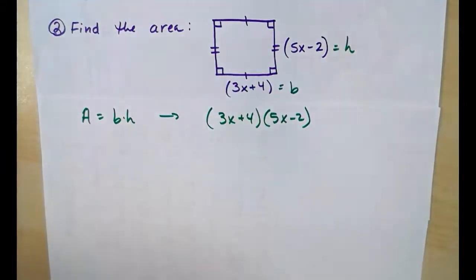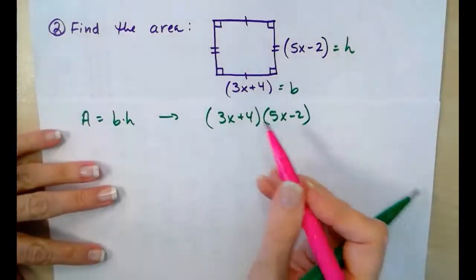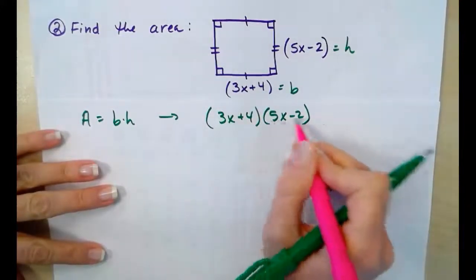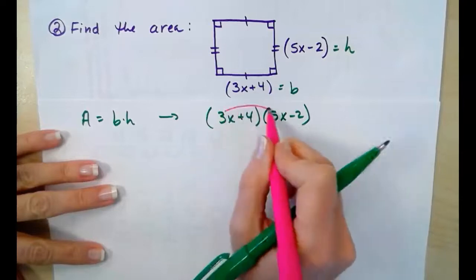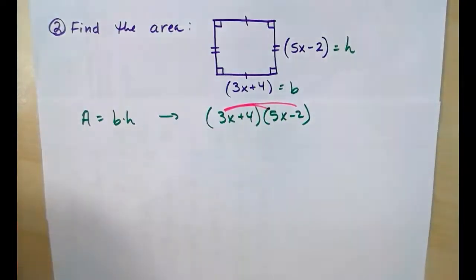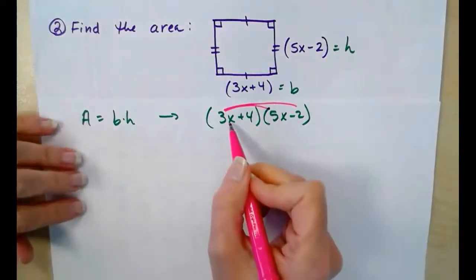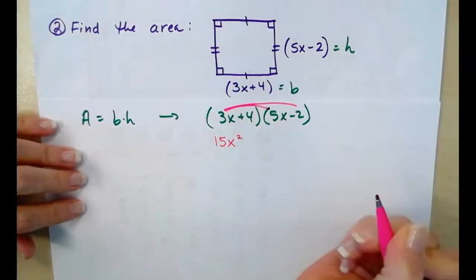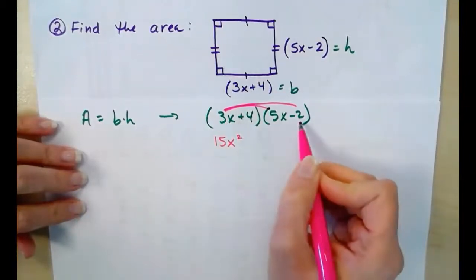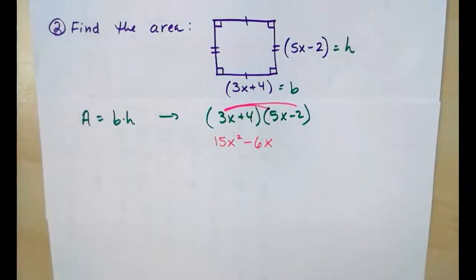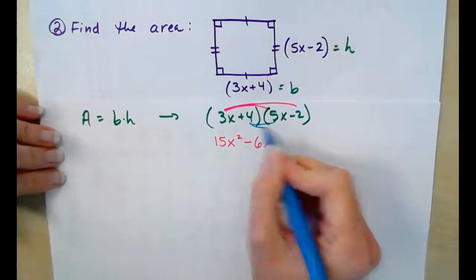Now, in the video that I asked you to watch prior to class, we learned that if we have a binomial, a two-term expression, times a binomial, we're going to use the distributive property twice. So first, we're going to take the 3x through. 3x times 5x is 15x squared. 3x times negative 2 is negative 6x. Now we're going to take the 4 through.